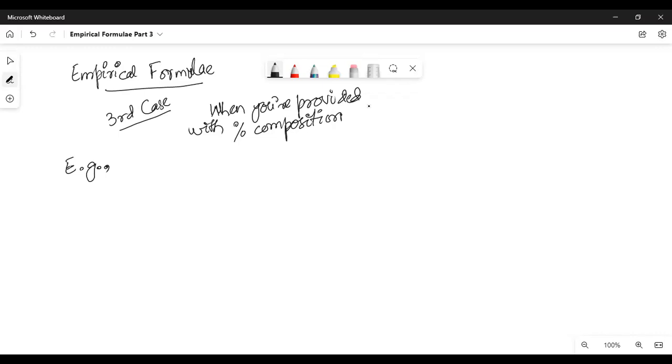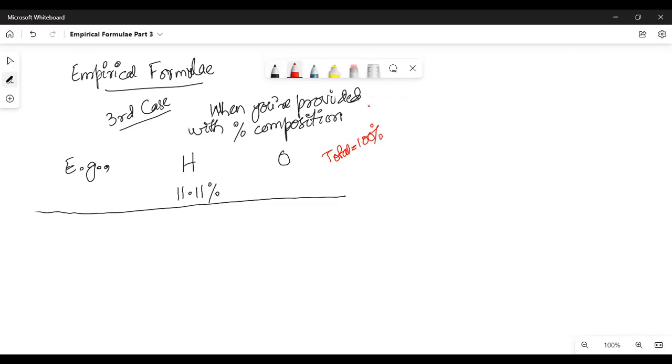Okay, let's say we have H and O, and hydrogen 11.11%. And that's about it. That's what you are given as the question. The compound is only made up of two elements, hydrogen and oxygen. The percentage composition of hydrogen is 11.11%. You're not even given the composition for oxygen. So what are you supposed to do? Remember, the total is always 100%.